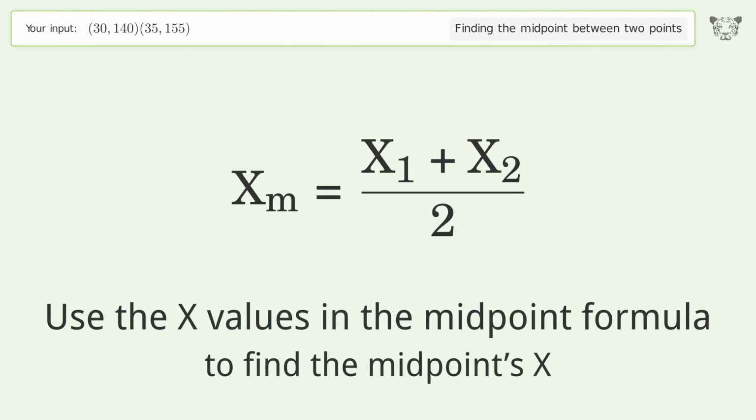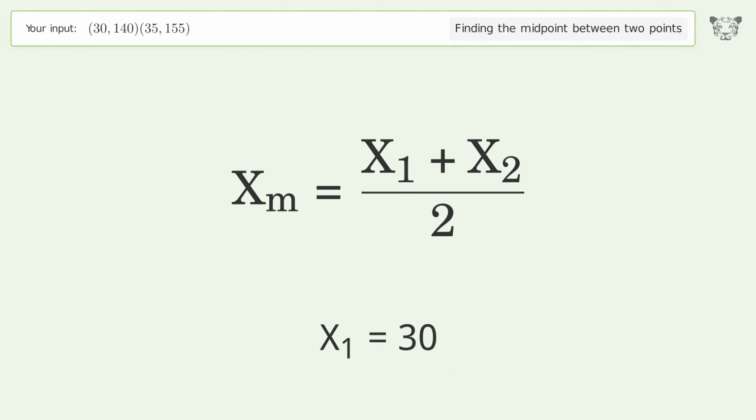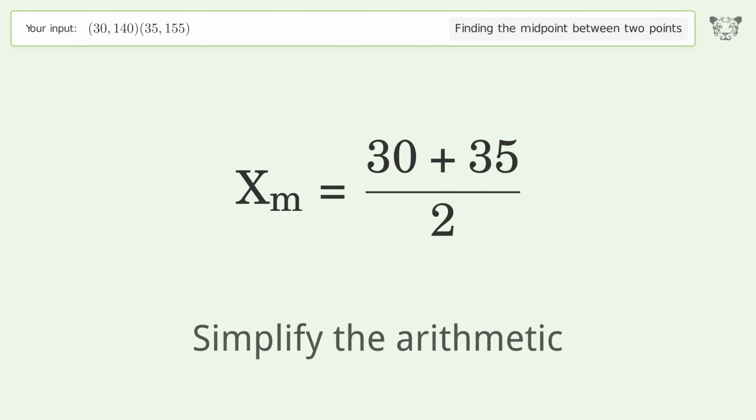Use the x values in the midpoint formula to find the midpoints x. x1 equals 30. x2 equals 35. Simplify the arithmetic.